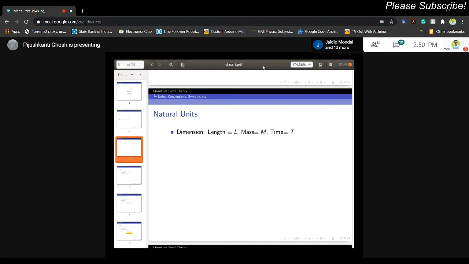Okay, and it's not a good idea to work with c, h bar, and G hanging around in your formula, because the velocity of light is a very large number, of the order of 10 to the power 10, while Planck constant is a very small number, and so is gravitational constant G. Can any one of you tell what's the order of Planck constant in some unit?